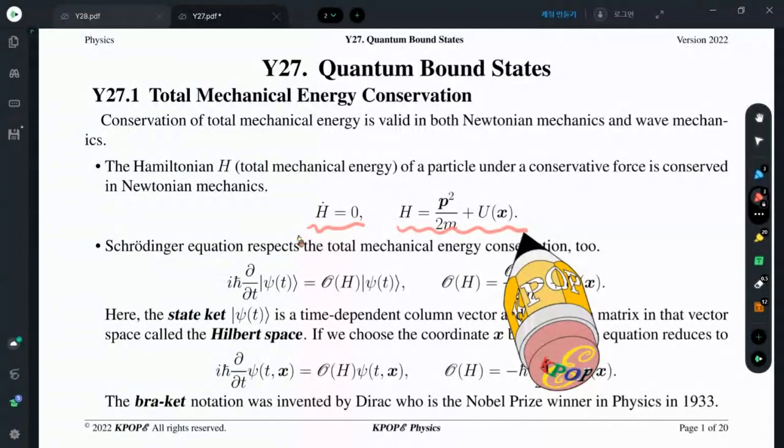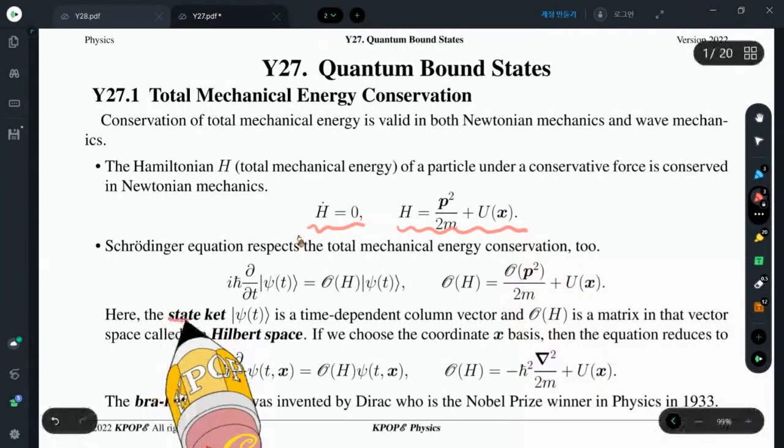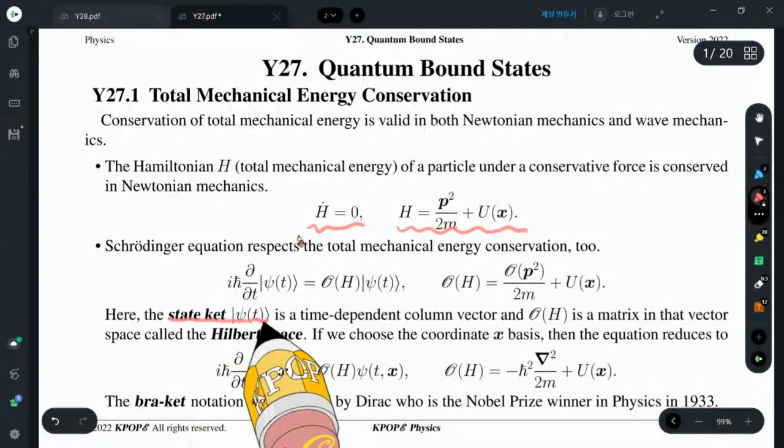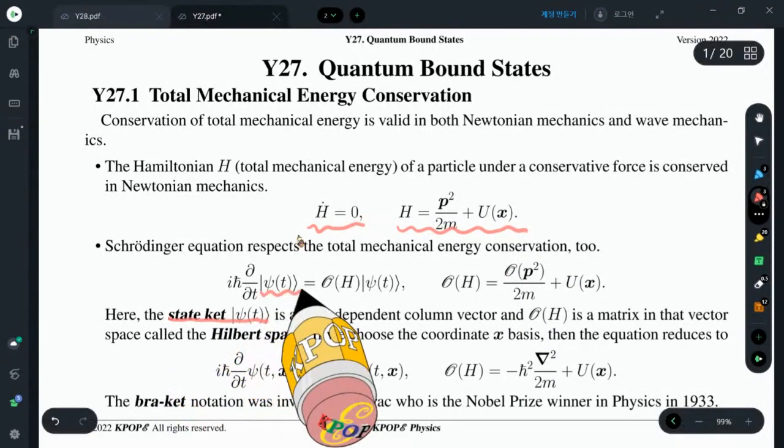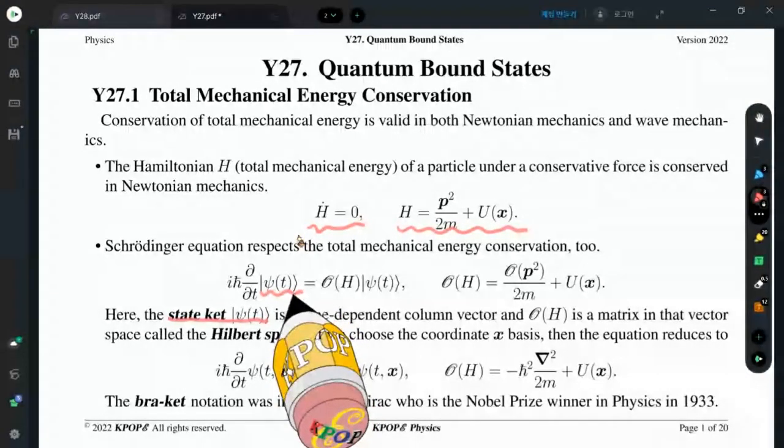However, what we have to do is to consider the wave function. The most general case is the state ket instead of the wave function. The wave function is a special case. Just like a vector in Euclidean space, the quantum state constructs a vector space called the Hilbert space. This is a Hilbert space of vectors.